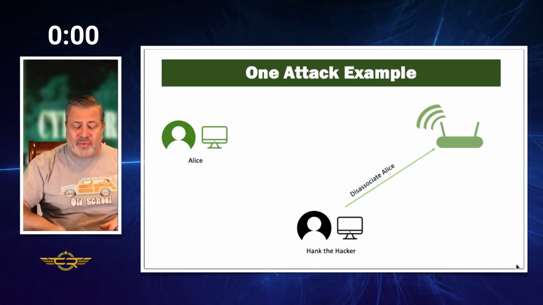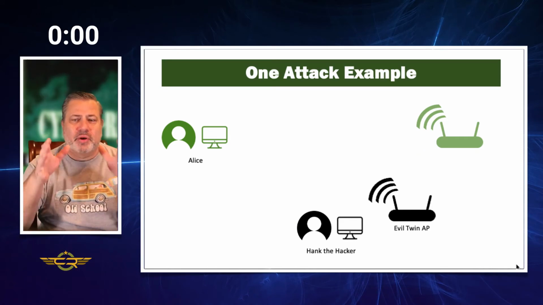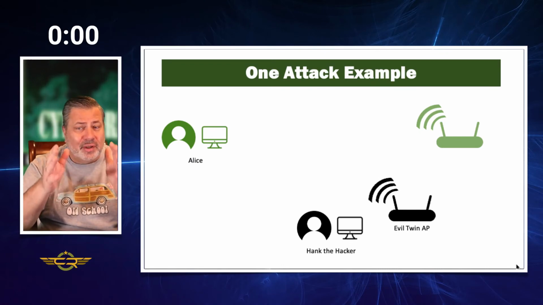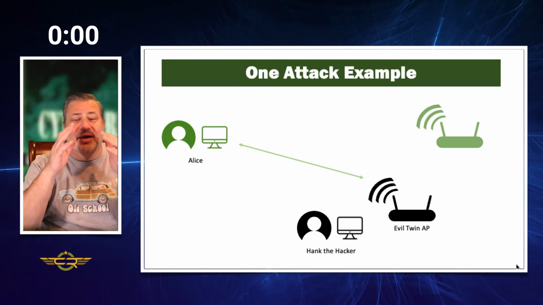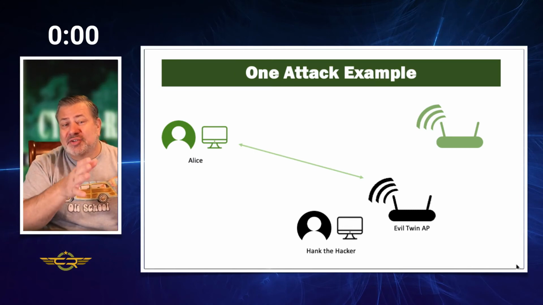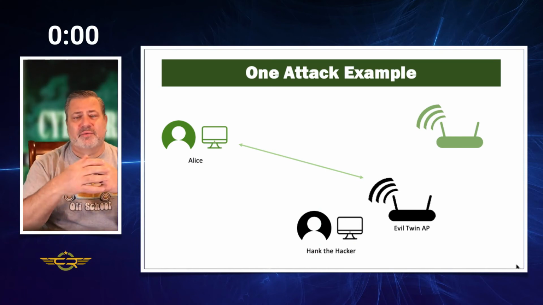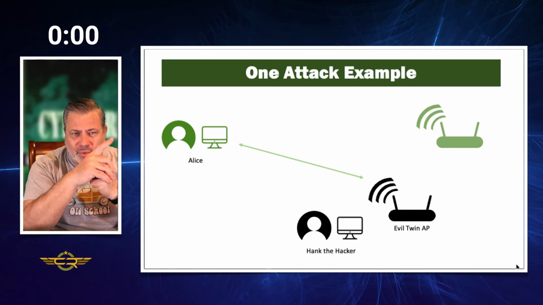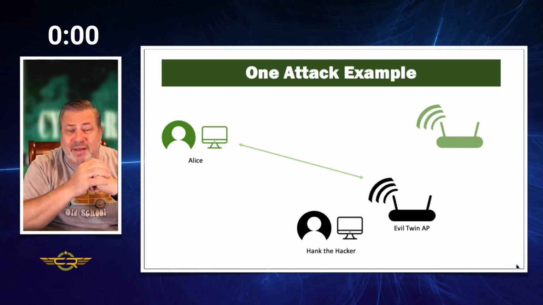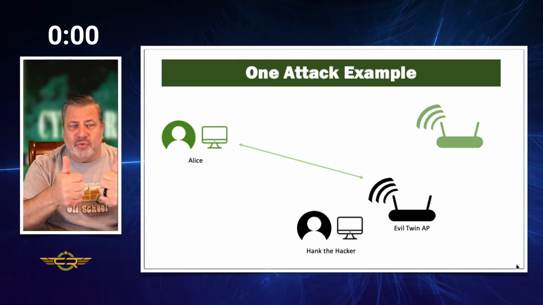Now, while she's down, Hank is going to get his evil twin access point up and running at a stronger signal, closer to Alice, some way that he can be there, so that when she comes back to associate with the network again, she associates with the evil twin access point instead of the corporate access point. And if you need to know more about the evil twin access point, we'll throw a link up there. You can read about evil twin and how that works, and even the rogue access point and what the difference between those two things is.